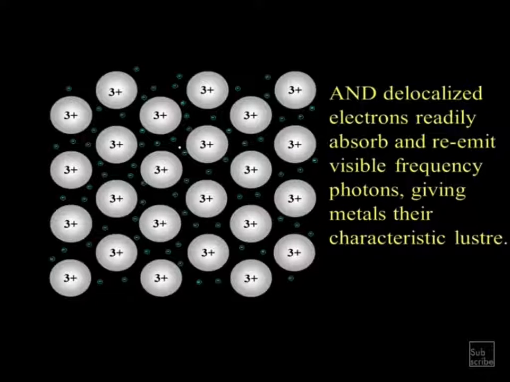And what about the shininess, the luster of metals? If you think about where light comes from, the emission of visible light from electrons, well, the sea of electrons, these valence electrons, can very readily absorb and re-emit visible frequency photons, and that makes metals very shiny, very lustrous.